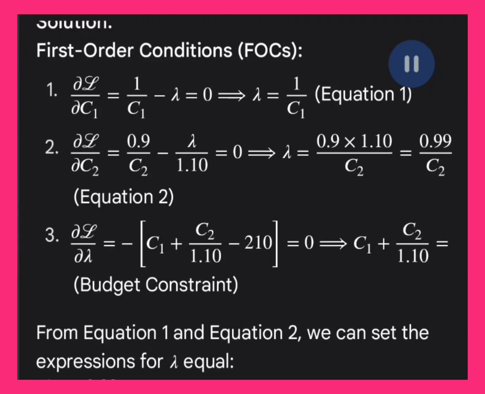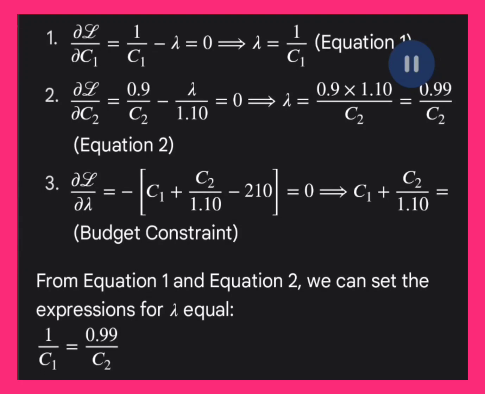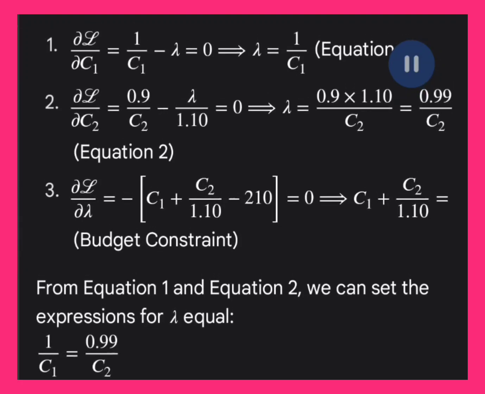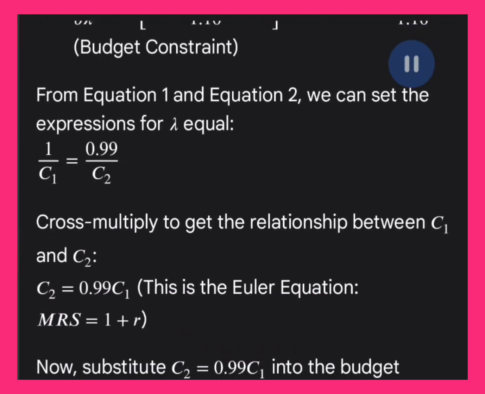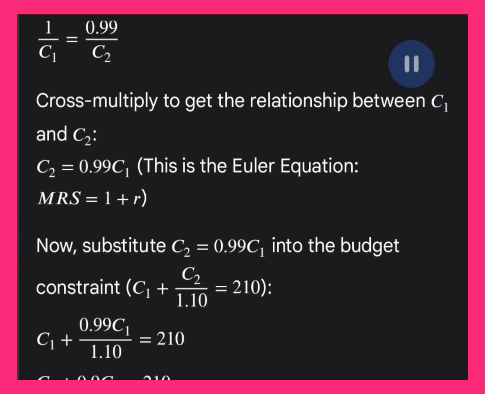Equation 2. 3. Partial L over partial lambda equals minus (C_1 plus C_2 over 1.10 minus 210) equals 0, which implies C_1 plus C_2 over 1.10 equals 210. Budget constraint. From equation 1 and equation 2, we can set the expressions for lambda equal. 1 over C_1 equals 0.99 over C_2. Cross multiply to get the relationship between C_1 and C_2.